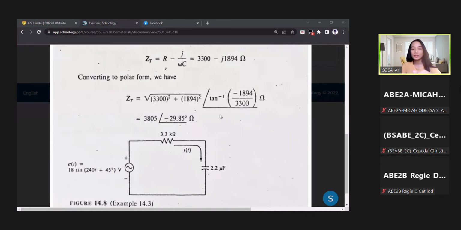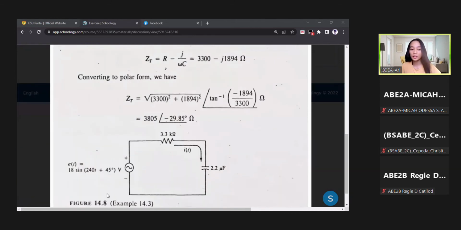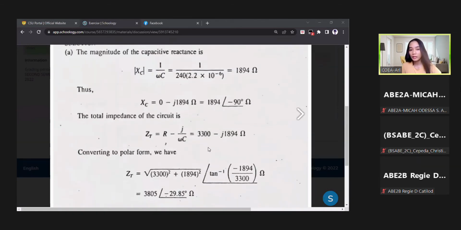Let's input in our calculator 1 over 240, which is given on the circuit. This is the 240, don't be confused about where it was taken from. Times the capacitance. The given capacitance is 22 microfarad. Micro stands for times 10 raised to negative 6. Times 10 raised to negative 6. What is your answer?